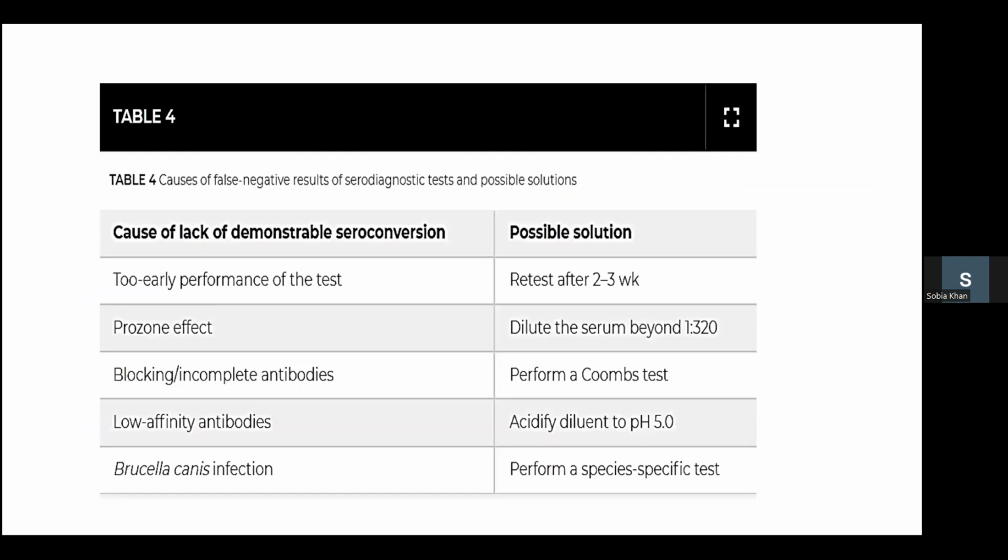So false positive results, we have discussed, could be because of cross-reactivity. However, there could be false negative results as well, depending upon whether the test was performed too early, or if there was a prozone effect. Prozone effect is basically that the antibody concentration was higher as compared to the antigen, and it was not able to form an antigen-antibody lattice. So the prozone effect, we need to cater to by diluting the serum. Other reasons would be low affinity antibodies, etc.